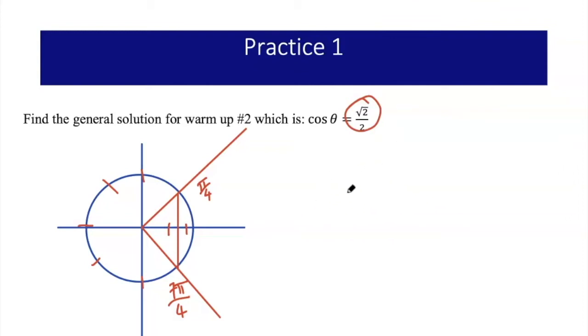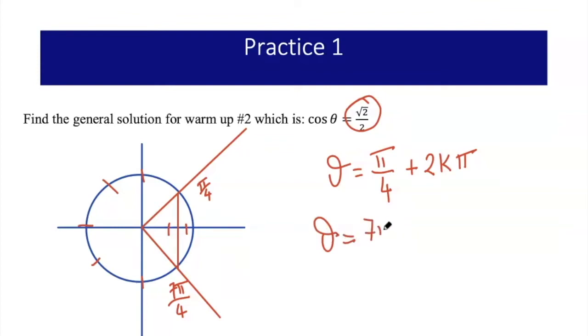So what I have is that my angle theta could be pi over 4 or any of its coterminal angles. So it could be pi over 4 plus or minus 2k pi. And the angle theta can also be 7 pi over 4 plus or minus as many revolutions as I want. So plus 2k pi, where k again is positive or negative.